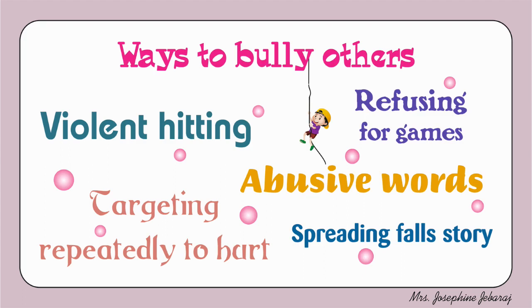Here, we read the ways they bully. Number 1, it is not always violent hitting or abusive words. Number 2, refusing a particular child for games. Number 3, spreading false stories about someone, causing sadness. Number 4, targeting repeatedly to hurt without understanding that our actions always have consequences.